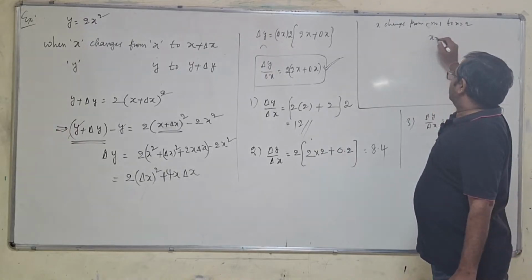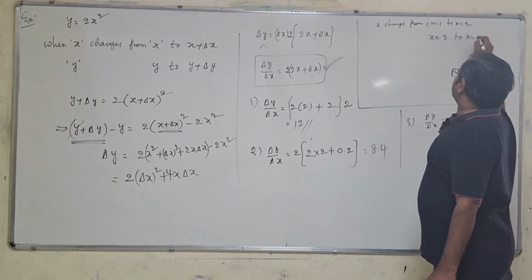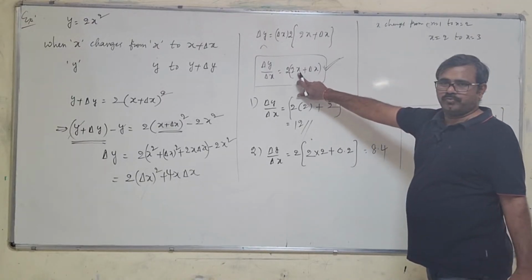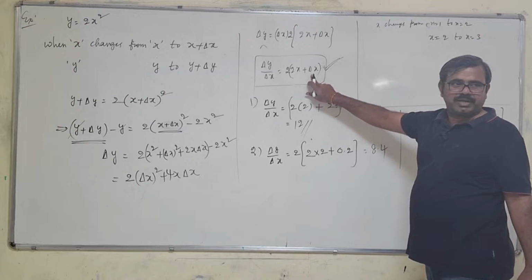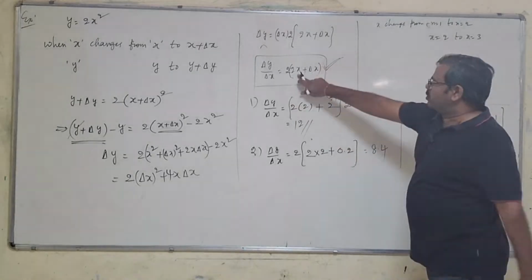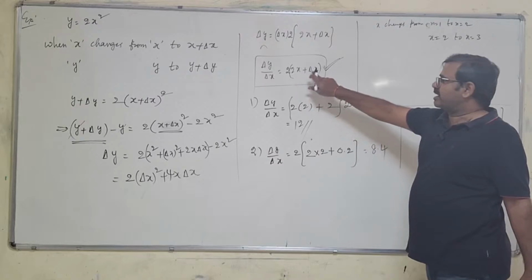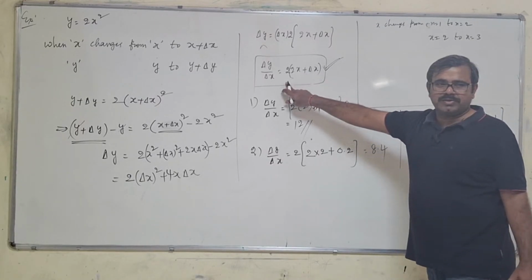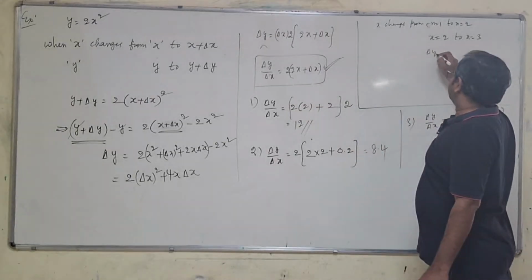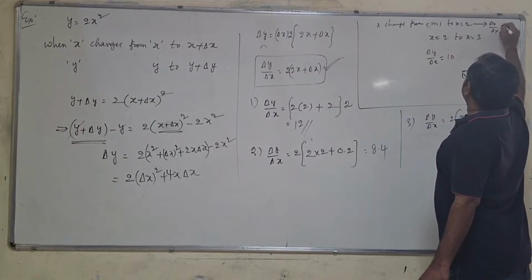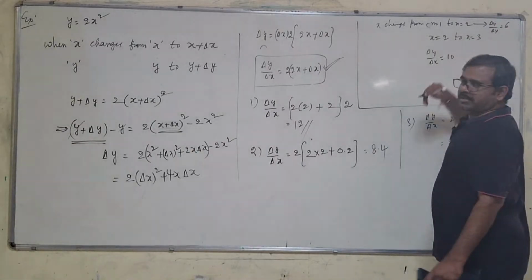In this interval, take x is equal to 2 to 3. Substitute x is equal to 2. 2 into 2, 4. Delta x is how much? 1. 4 plus 1, 5. 5 into 2, what are we getting? 10. So in this interval, we are getting 10. Whereas in the earlier interval, how much did we get? 6.